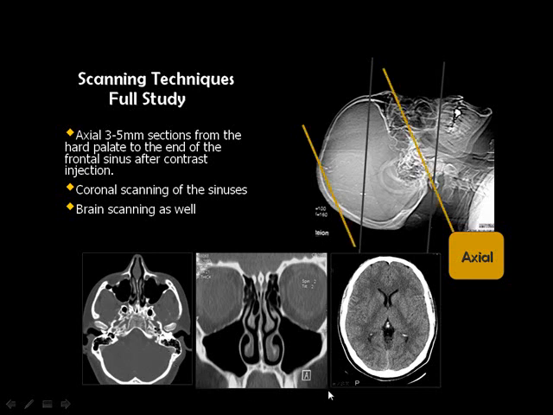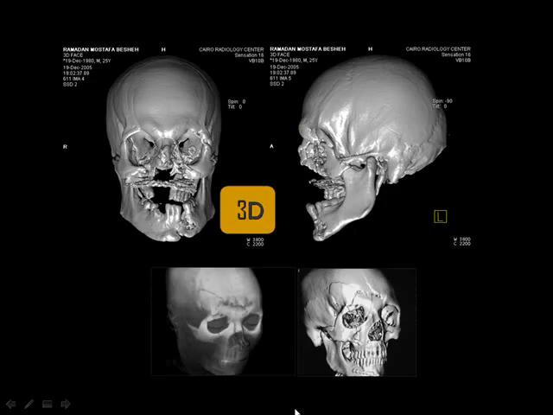And after we have the images, we usually display them in what we call the bone window images, where we can see the bony structures, but the soft tissues are not well projected. But in the full study, we should have bone window and soft tissue window for the brain and for the paranasal sinuses as well.